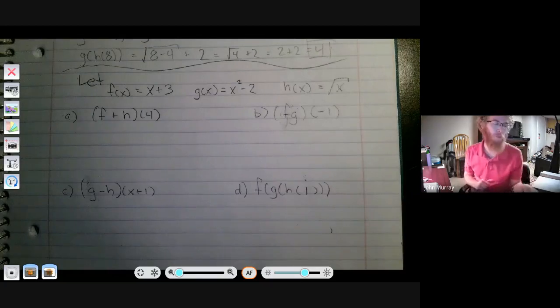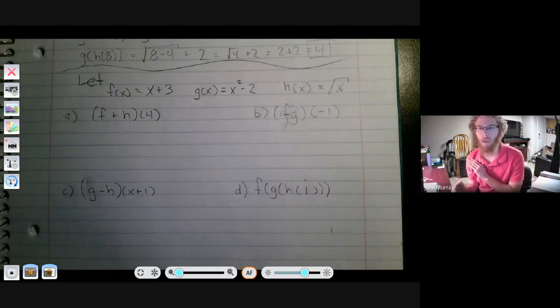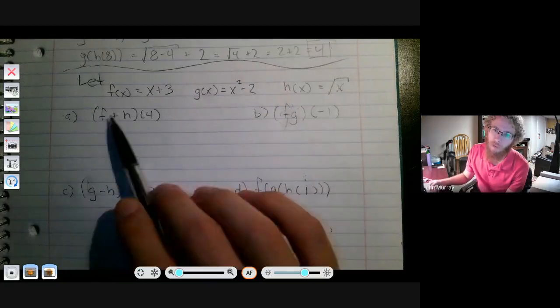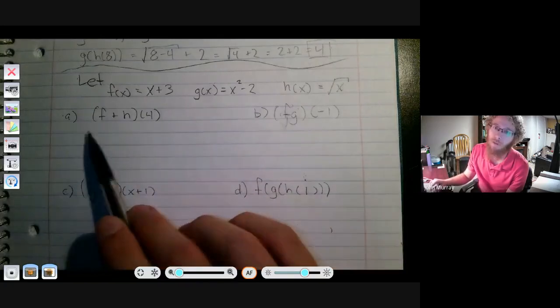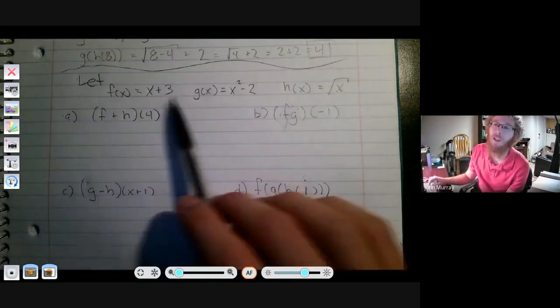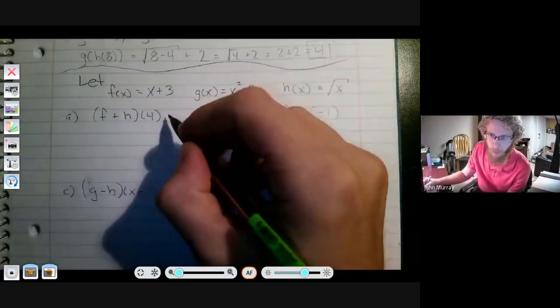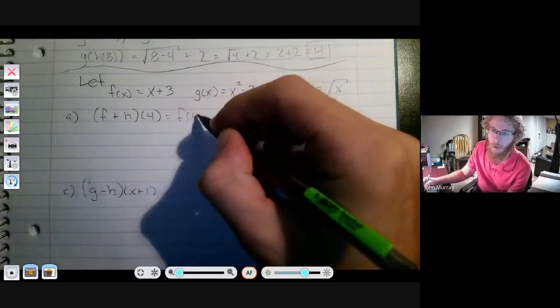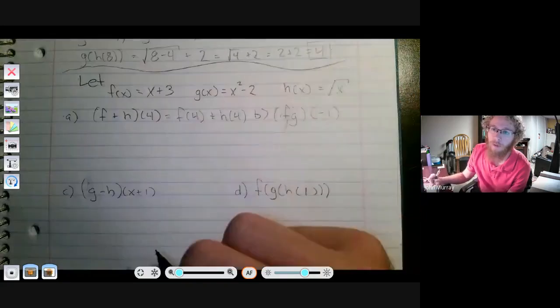So like we've gone over before, there's a few different ways we can do these problems. I'm going to use the method that I think will give us the least amount of problems. Okay. So for the first one, we have f plus h of 4. One thing you can do is find out what f plus h of x is, combine these two, and then plug in 4. But remember that this is equal to f of 4 plus h of 4, right?